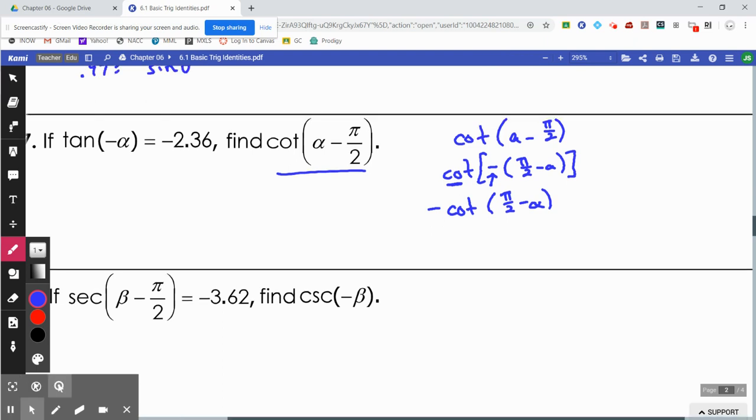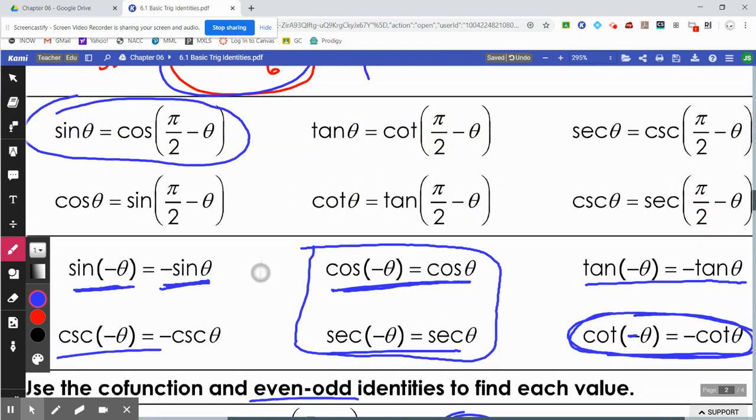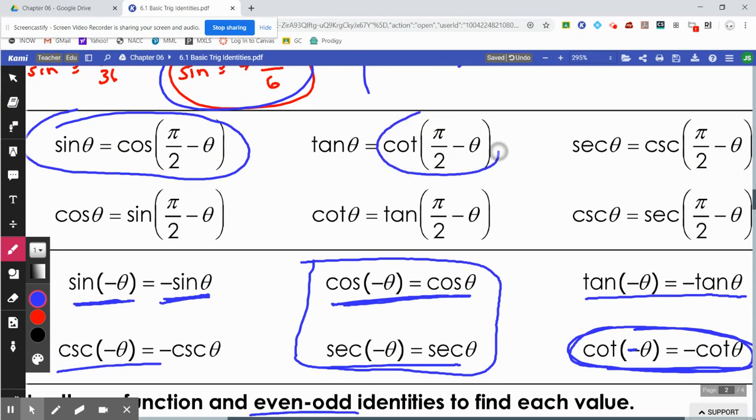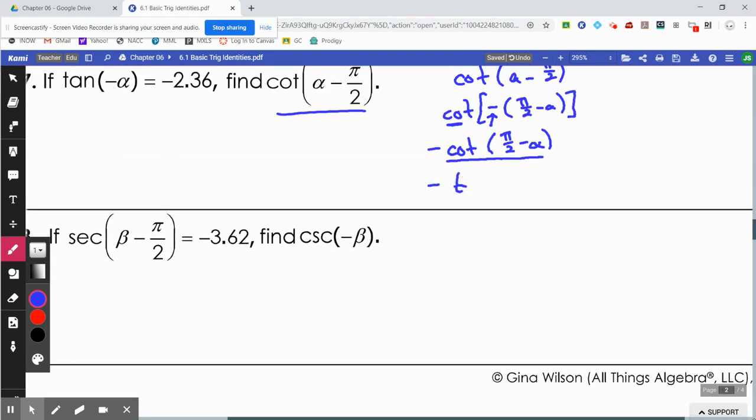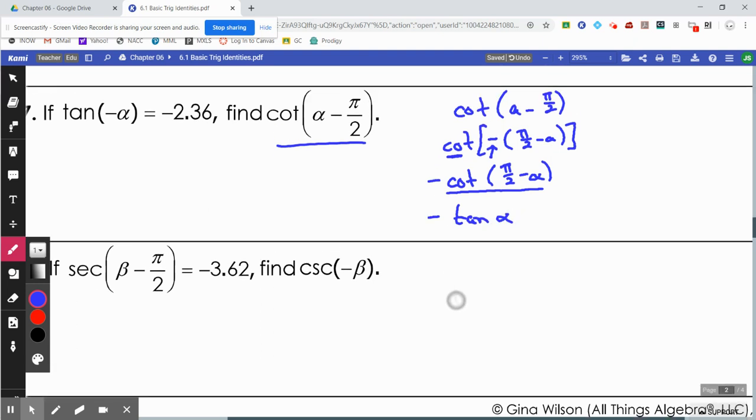If you scroll back up, this now fits an identity. The cotangent of pi over 2 minus alpha, or pi over 2 minus an angle, is equal to a tangent. So we can now replace that with the negative tangent of alpha.